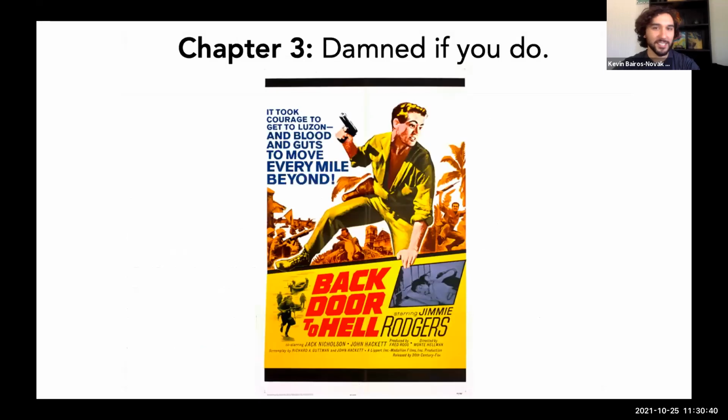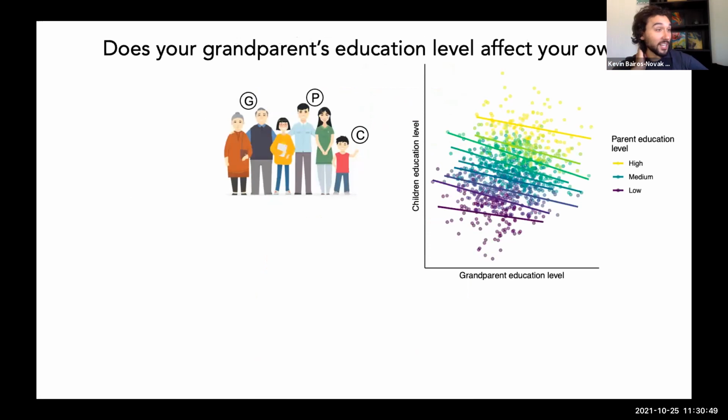All right, chapter 3 is damned if you do, damned if you don't. And it's all about backdoors to hell, hence that title. So the third and final example, the one that's probably the most perplexing of them all, was about your grandparents' education level affecting your own.